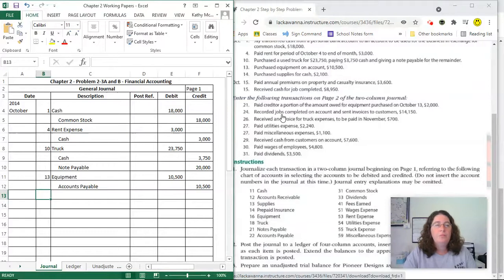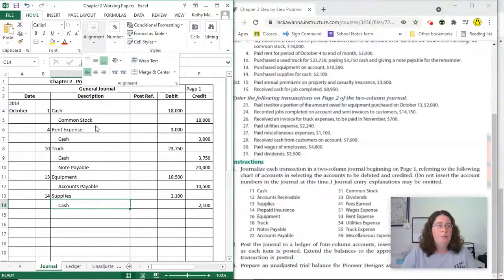Okay. October 14th, we purchased supplies. Supplies is our asset that we're receiving for $2,100. And we purchased supplies for cash. So we paid cash for those supplies. So just a basic debit to supplies, credit to cash.